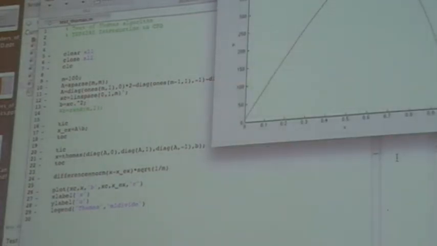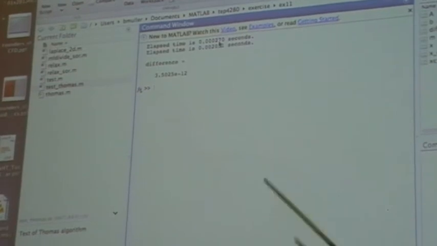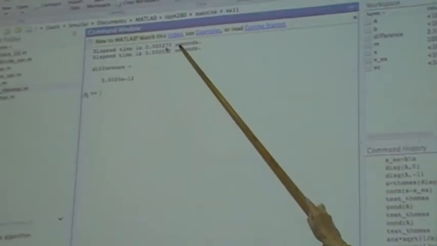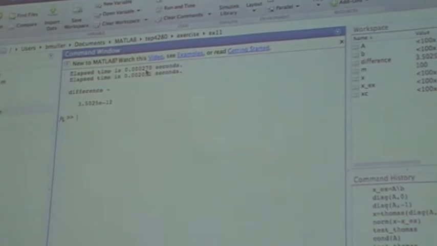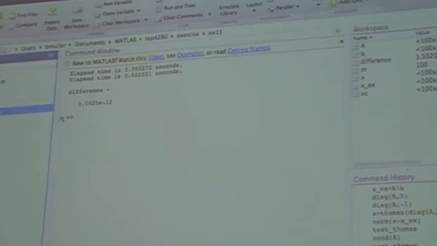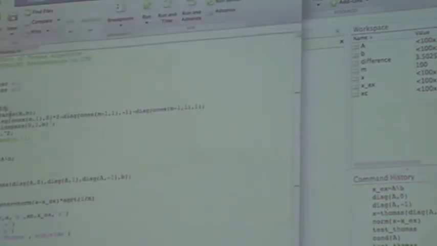Okay, you see no difference here between Thomas and the ML divide. Here now the timings get a little closer, but still it's an advantage for the ML divide, but the difference gets larger because the ML divide uses a method where the spreading of rounding error is less, so that is better controlled than in the Thomas algorithm. So this difference will increase if we take larger values.